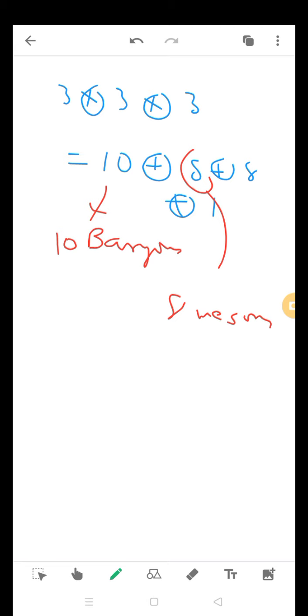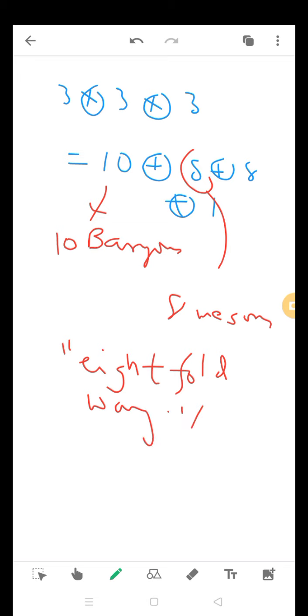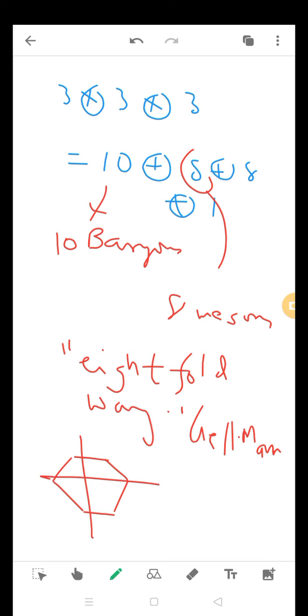This is the famous eightfold way, as suggested by Gell-Mann. And you basically get an octet. If you plot Y versus I, you basically get an octet for this.